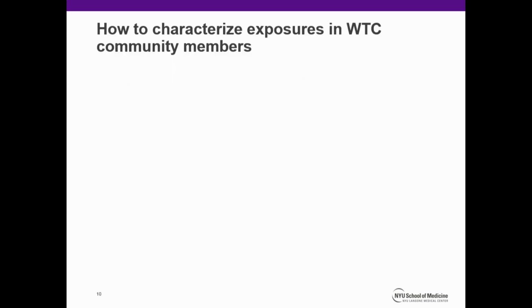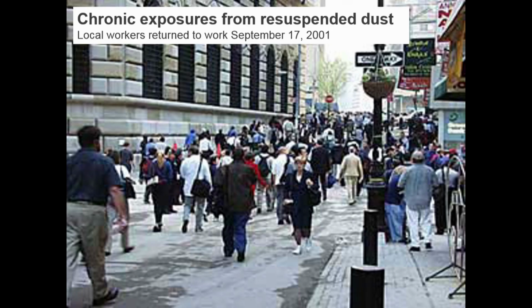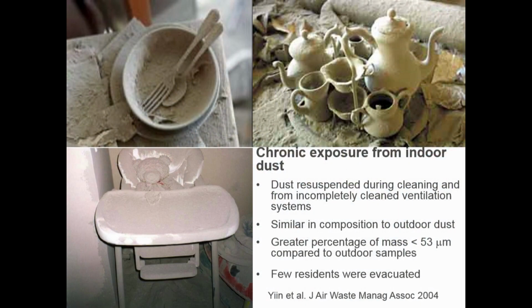So our question was first how to characterize exposures in the World Trade Center community members, and we have done that quite coarsely. We talk about acute exposures, a group of individuals who had acute dust cloud exposure. We talk about chronic exposures from the resuspended dust. These are people returning back to work on 9/11, so that's 7 days later, so that's not snow on the ground, it's September. We talk about people who had indoor exposures. These are some of the local residences, and this is the dust that collected there. And we do know that that dust was very similar to the outdoor dust, although the quantity of smaller particles was probably greater.